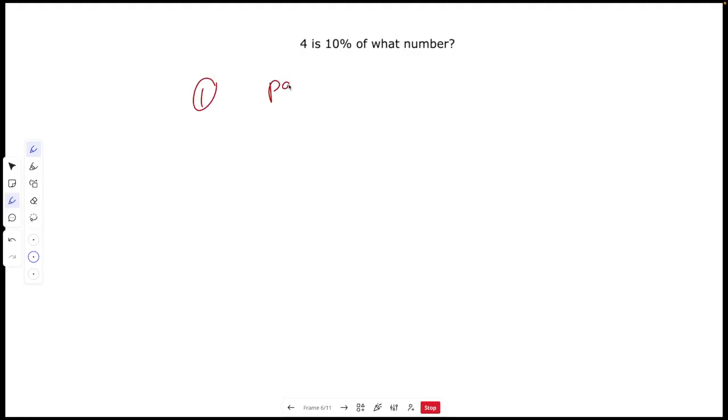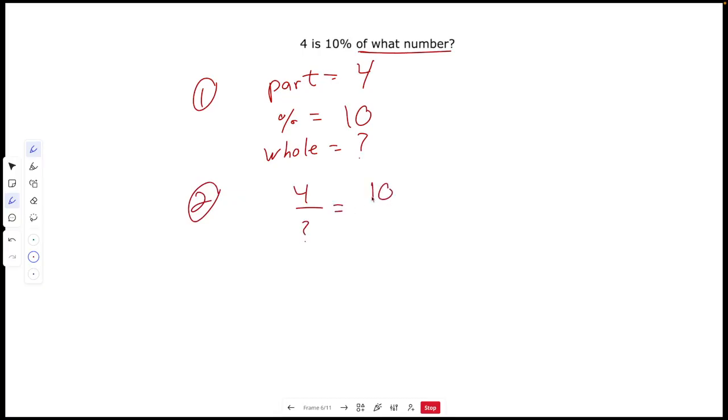So the part, we look for the word is, that would be 4. The percentage, we look for the percent symbol, so that's 10. And the whole, we look for the word of. Notice that it has the word of, but it says of what number. So we don't know what it is. That's our new question mark. Step 2, when we plug it in, we should get 4 over a question mark equals 10 over 100.